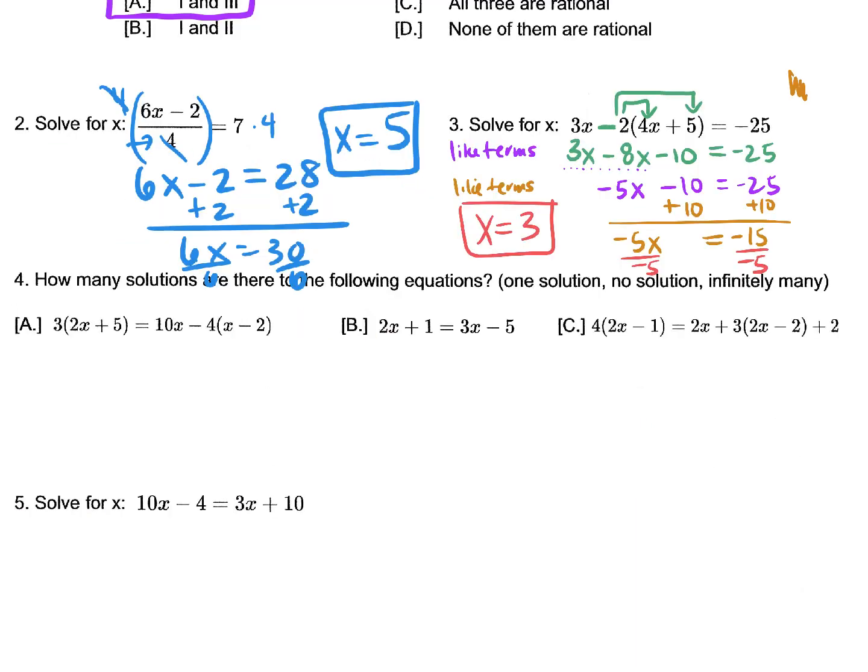The next set of questions says, how many solutions are there in the following equations? And here's our hint. It says there could be one, there could be no, there could be infinitely many. If you have infinitely many, the way that that would happen is you'd get like a number 3 is equal to 3. That's always a true statement. No solution would be like getting 0 is equal to 3. That doesn't make sense because 0 is not equal to 3. And then one solution means that you'd actually solve for x equals some number.